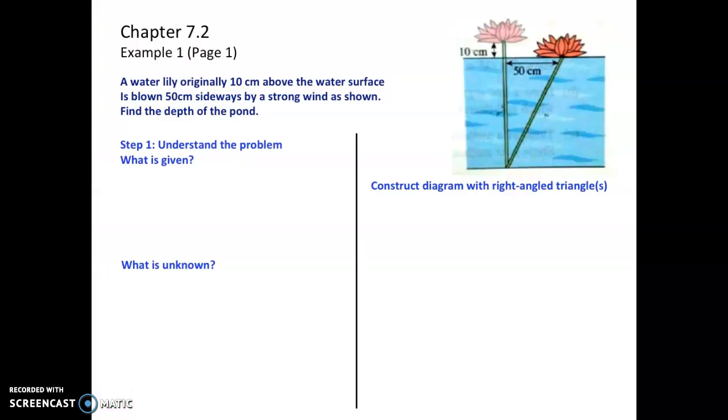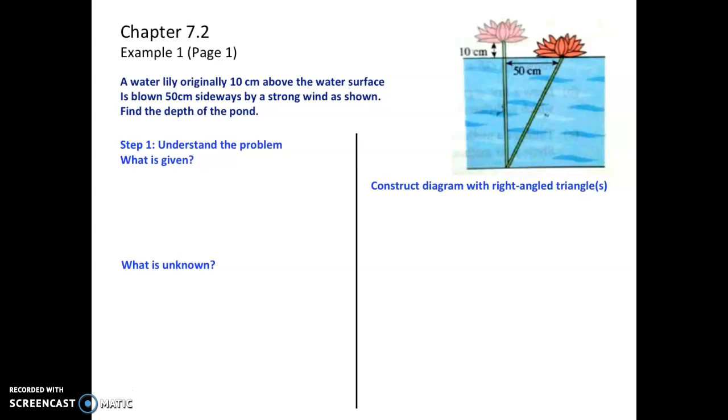Let's look at question 1. A water lily originally 10 cm above the water surface is blown 50 cm sideways by a strong wind to the right as shown in the picture. Find the depth of the pond.